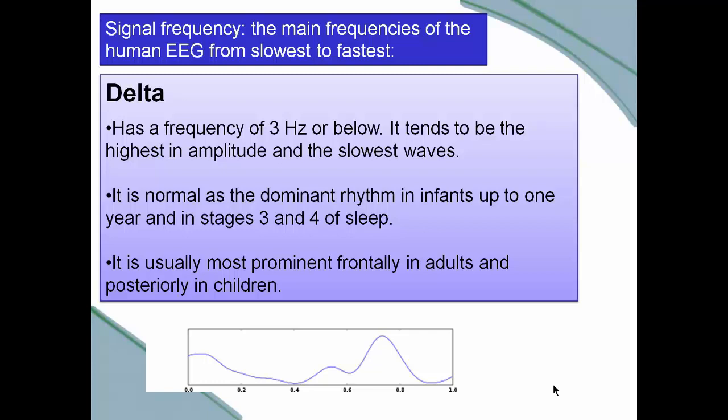It is normal as the dominant rhythm in infants up to about a year of age. It's also very prominent, as you will find out, frontally in adults and posteriorly in children. So you're going to see a lot of delta on your own brainwave spectrums, and you'll say, wow, I'm not sleepy or in deep sleep, where's that coming from? No, it's always there. What we tend to look at now are really ratios, not absolutes.